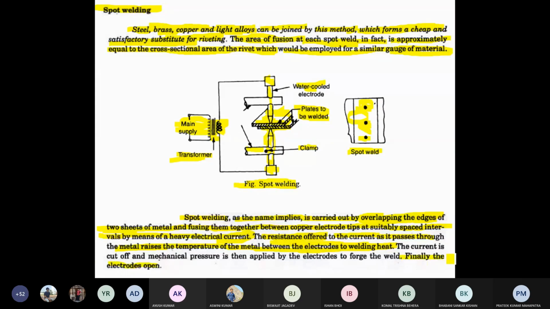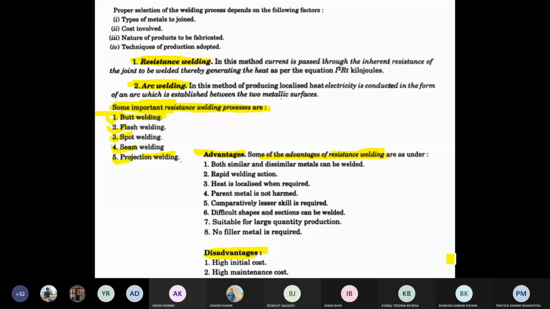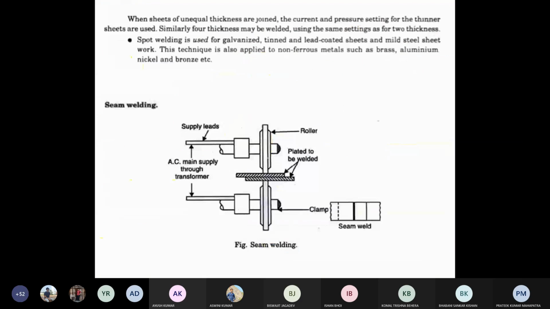After spot welding, two other welding methods are there, seam welding and projection welding. We have also discussed some other important points. In spot welding, when the steel sheets are of unequal thickness, it is also applicable for unequal thickness joints. So it is also possible.